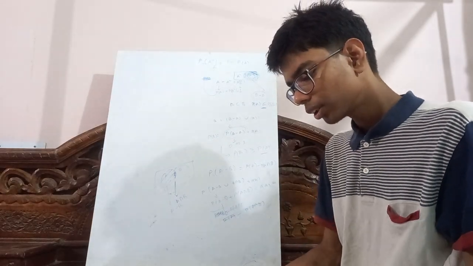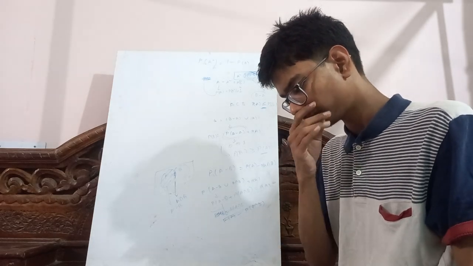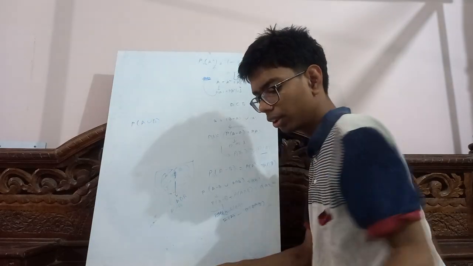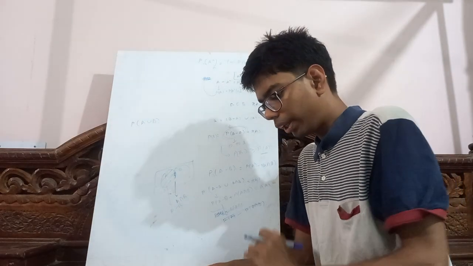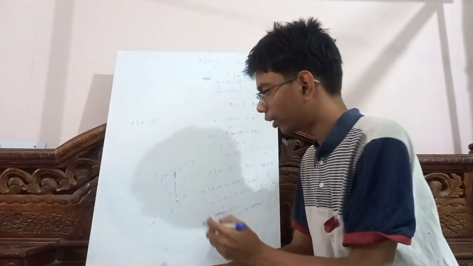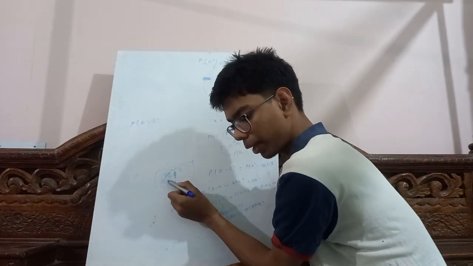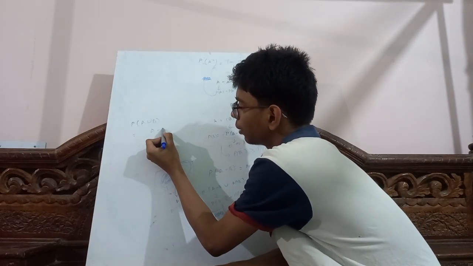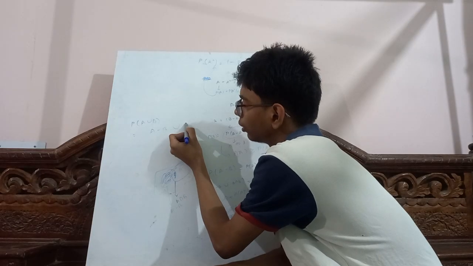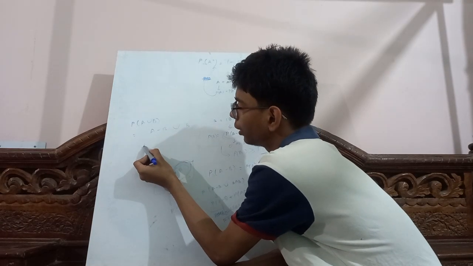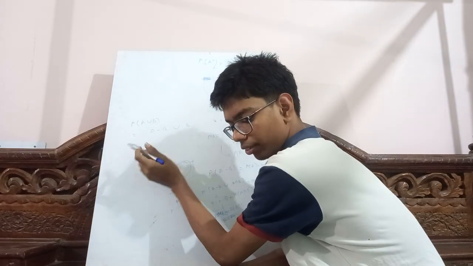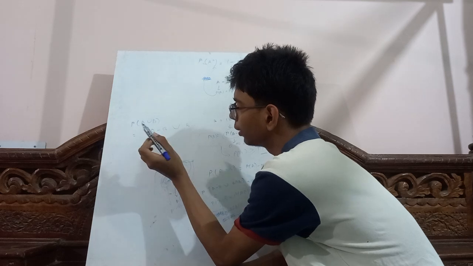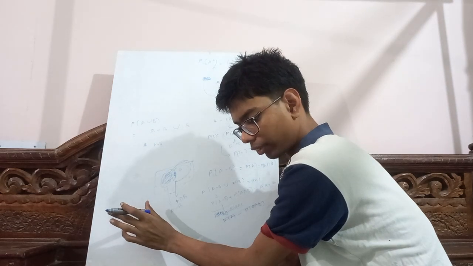And next is the addition rule, right? This is P of A union B. Now A union B is what? This is my A minus B and this is my B. So I can write A minus B union B can give me A union B, right? Simply this.